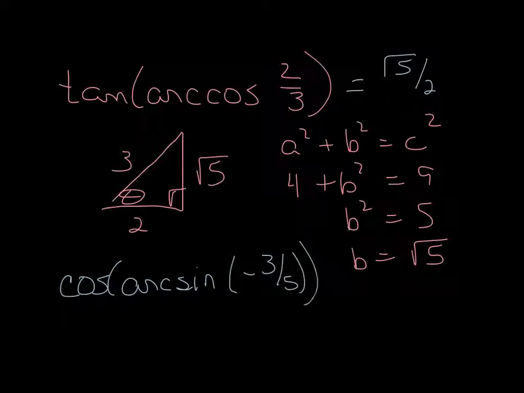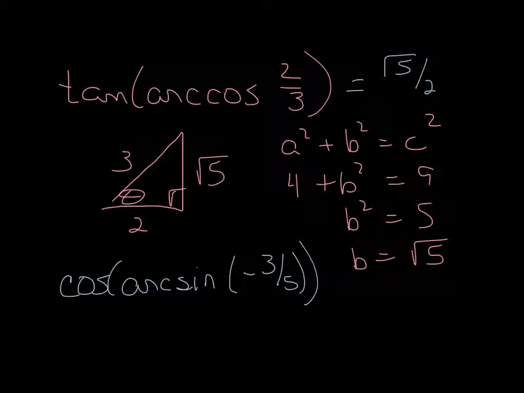Okay, now here what we have to consider is what quadrant this is going to be in. If this is the arc sine of -3/5, what did you say? Fourth quadrant. So what do we know about the cosine in the fourth quadrant? It's going to be positive. So that's where it helps us. That's why we have to consider the negative, because it tells us what quadrant, so we know whether it's positive or negative.